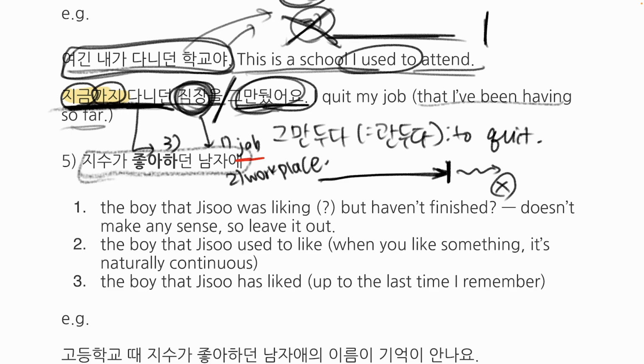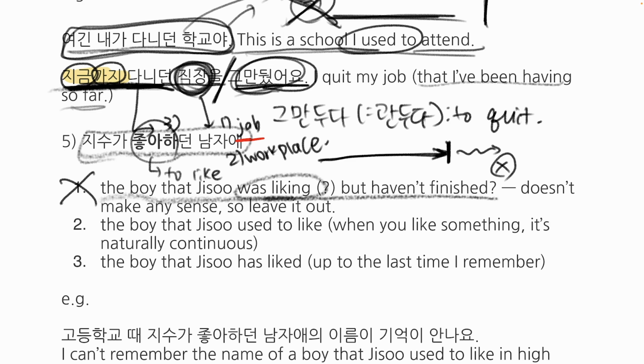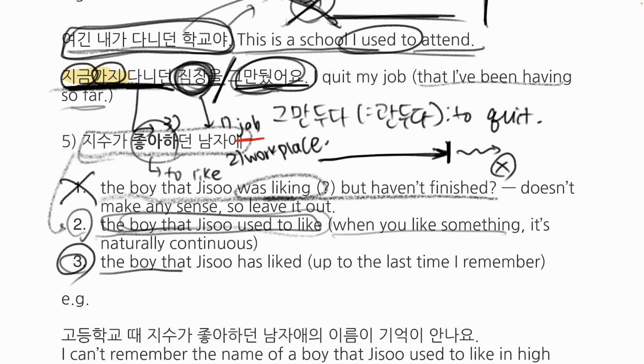그리고 let's look at the fifth one. 지수가 좋아하던 남자애. So 좋아하다, guys, means to like. And 좋아하다 is also something that you can't really leave unfinished, right? You either like that or you don't, right? So the boy that Jisoo was liking but hasn't finished yet doesn't make sense, so you can leave the first meaning out. It either means the boy that Jisoo used to like and not anymore, or the third one, the boy that Jisoo has liked up to the last time I remember, but I'm not sure if she still does.